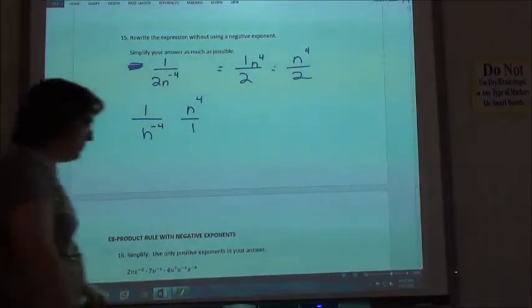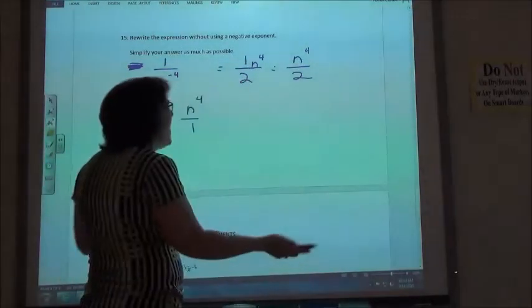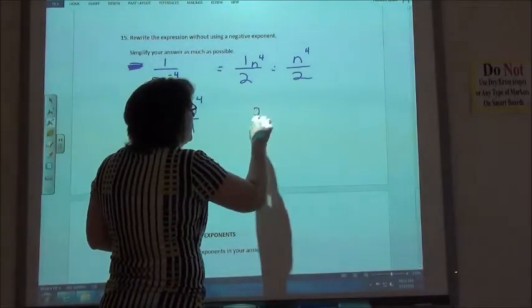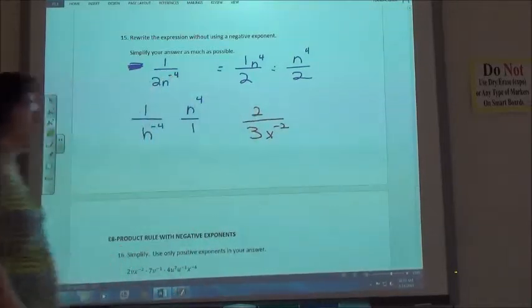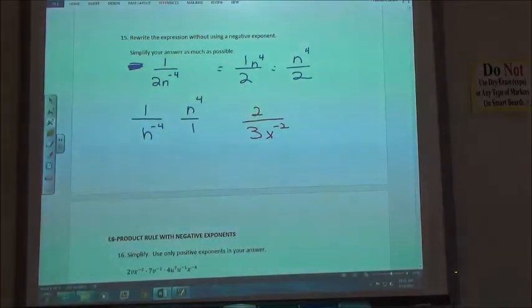So just for fun, if I would have 2 over 3x to the negative 2 power, what do you think your answer is going to look like?